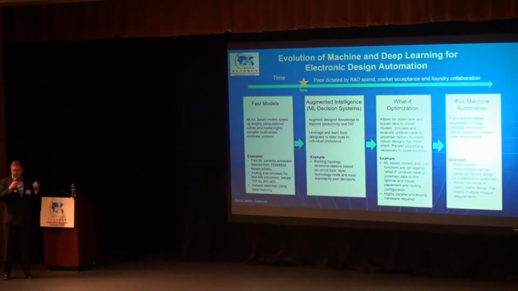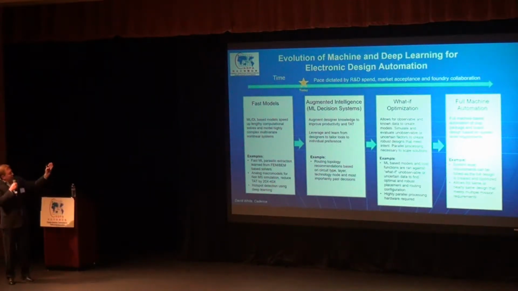A couple of the examples I will talk about later are using machine learning for doing real-time parasitic extraction as you develop your physical design or layout. Another would be developing fast analog macro models for mixed signal simulation. So there are several examples in the EDA industry of using fast models.